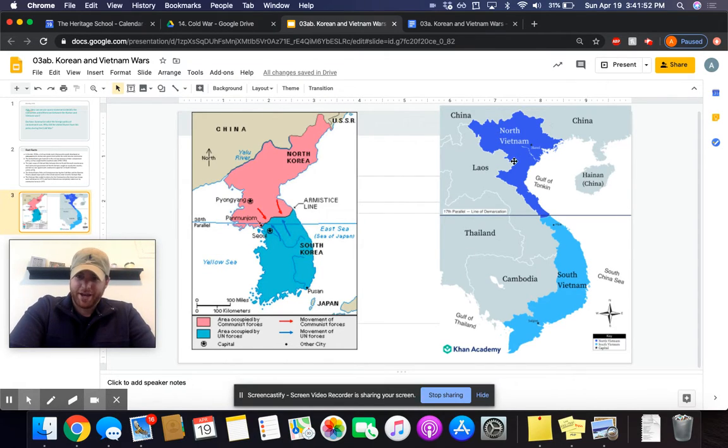On the right-hand side, we see, once again, Northern Vietnam, backed by the communist government, Southern Vietnam, backed by that democratic and capitalist government, is once again dividing this nation. Major difference, though, North Vietnam ends up being victorious, defeating the South Vietnamese and unifying this country under communism.